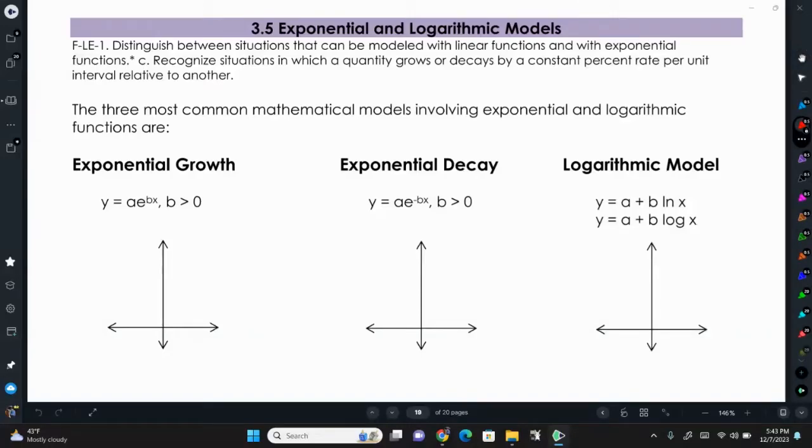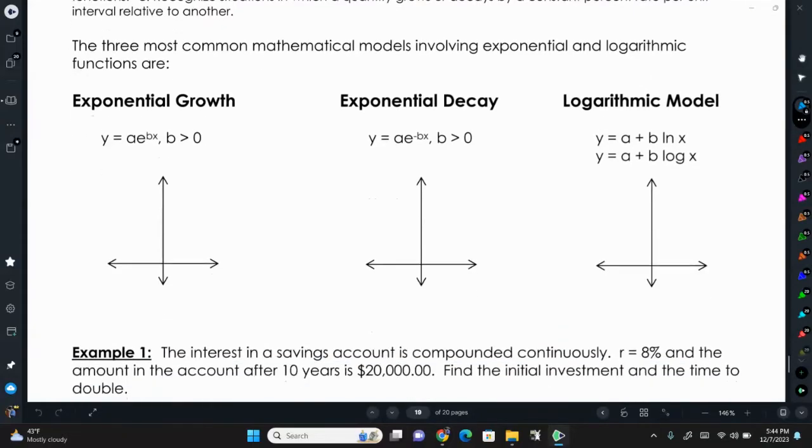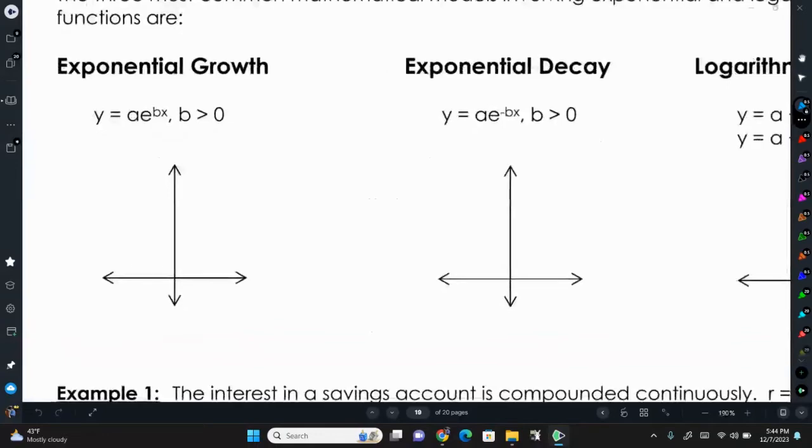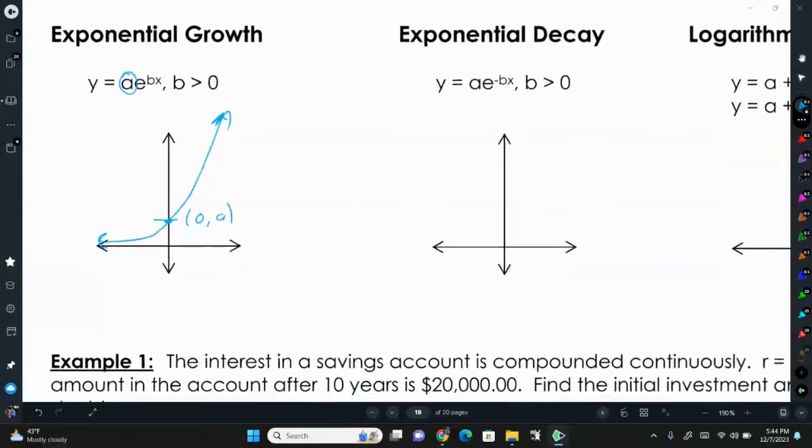Our last section in Chapter 3 is about exponential and logarithmic models. So we're going to be focusing more on word problems today. Now, we've talked about exponential growth, which as a graph would look like this: 0, comma a, and it would go up, or rise rapidly and grow very quickly.